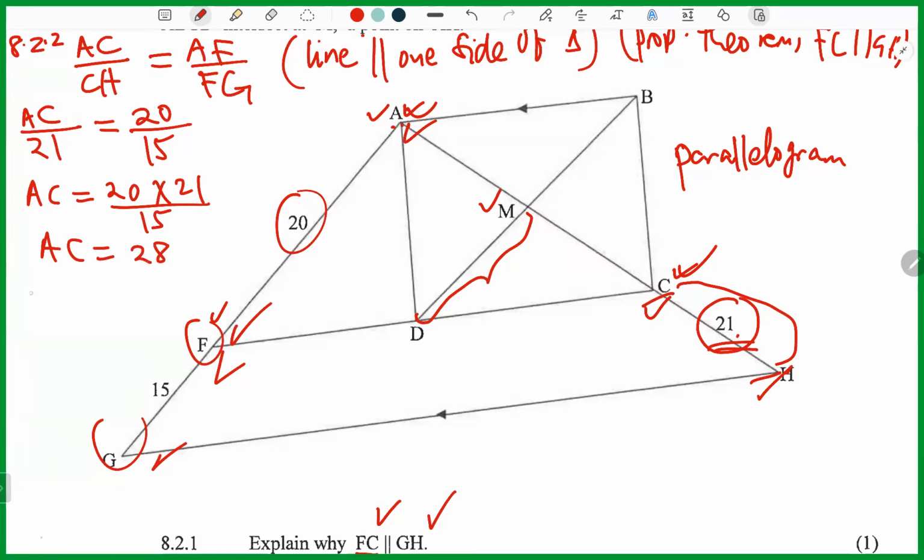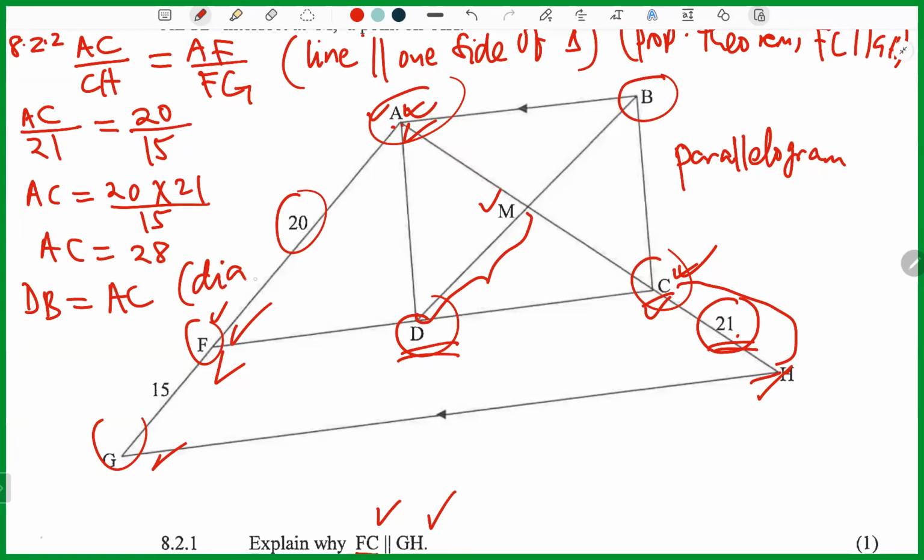With that said, it means DB is equal to, okay, so in other words, at this point, DB, so this is D and then this is B, is equal to AC, the diagonals of a rectangle. So DB is equal to AC because they're diagonals of a rectangle.